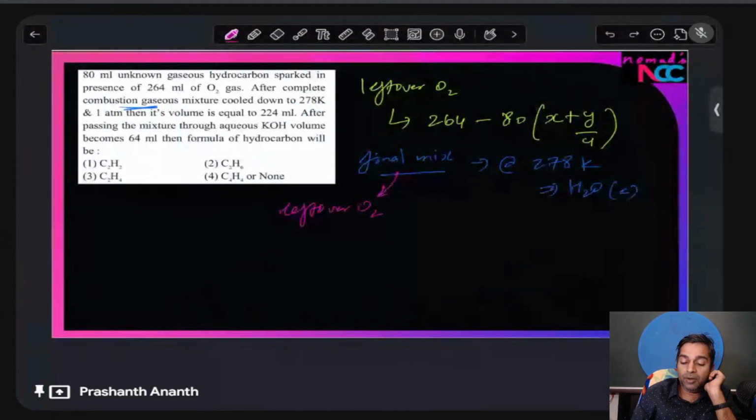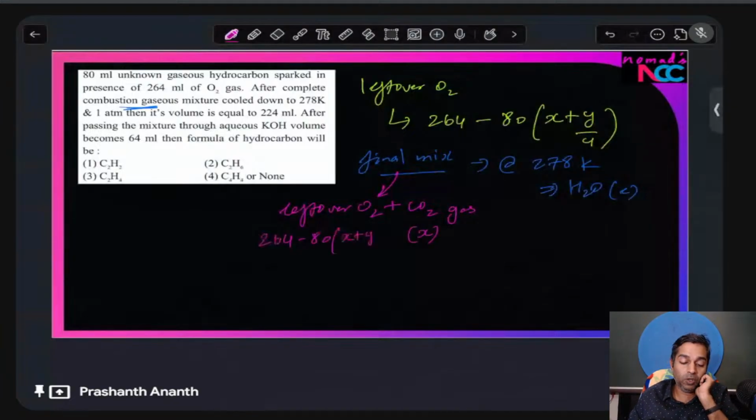So how much is the carbon dioxide gas? X. How much is the leftover oxygen? 264 minus 80 into x plus y by 4. So this is my total volume finally. That volume they are giving us is equal to 224, right? So after passing the mixture through aqueous KOH, volume becomes 64 ml. This gives us our entire answer very easily over here.